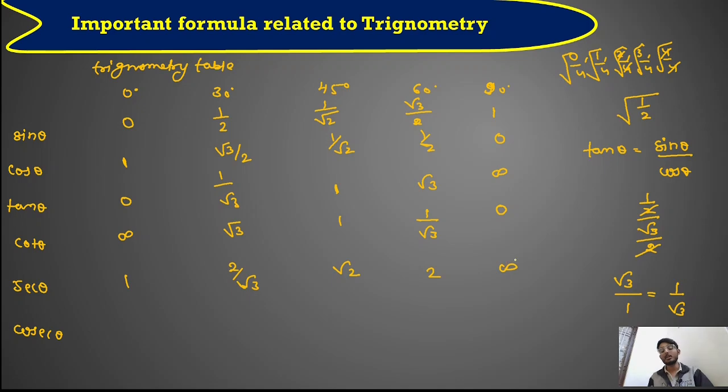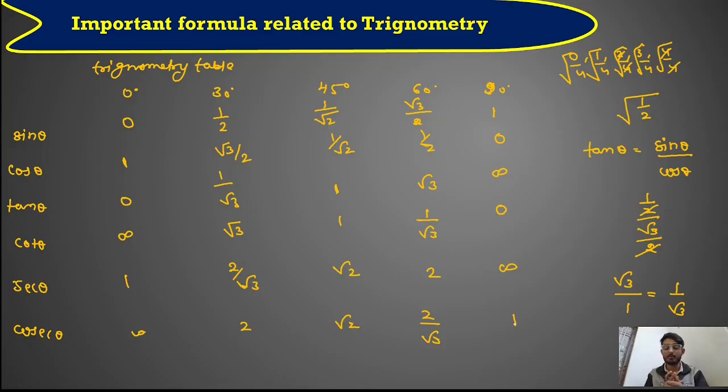Now you have to find the value of cos theta. To find the value of cos theta, you have to write sec theta in reverse order. Reverse order means you write first infinity, then 2, then root 2, then 2 upon root 3, and then 1. Okay, this is the trigonometric table to find the value of any trigonometric function.